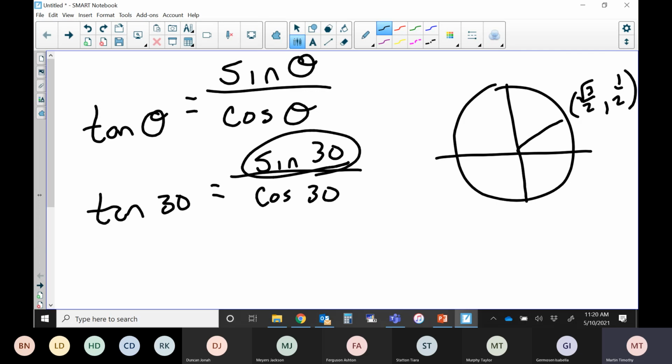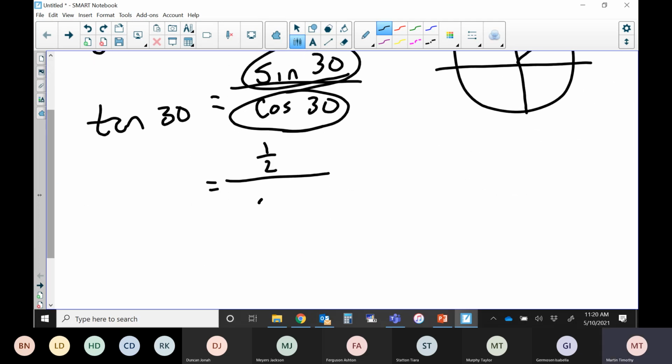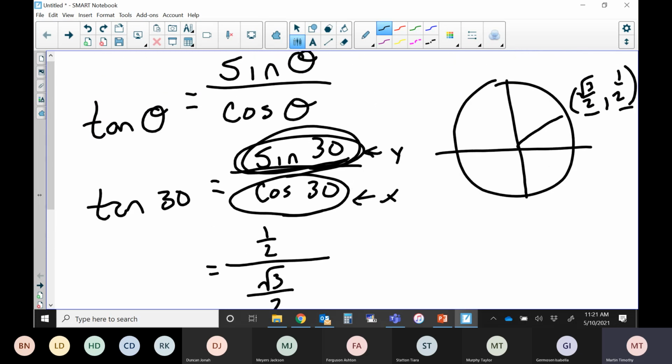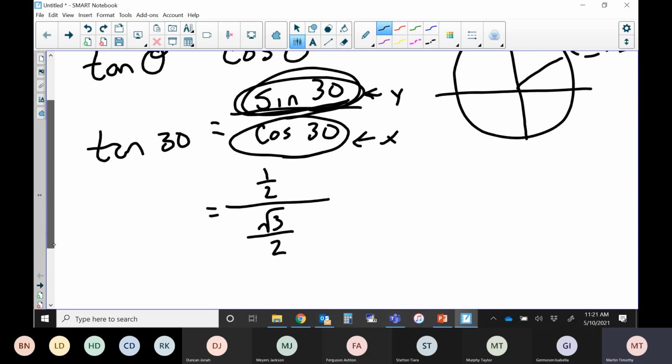The sine is the y, right? So the sine is the y, the cosine is the x. So this would turn into 1/2 divided by square root of 3 over 2. I just taught you how to find the sine. The sine is the y coordinate. The cosine is the x coordinate. So I used those two coordinates and filled them in accordingly.